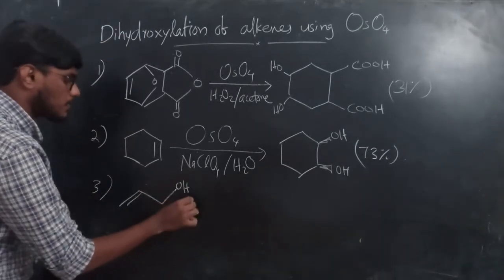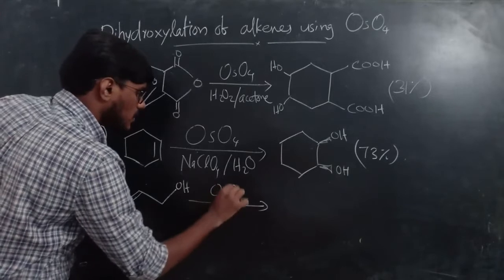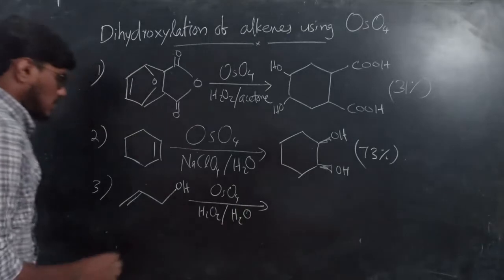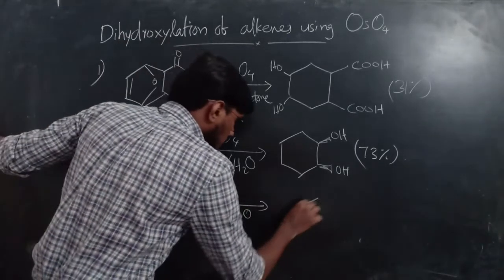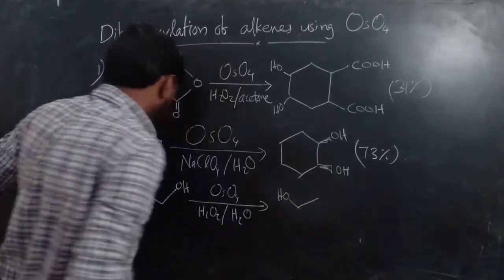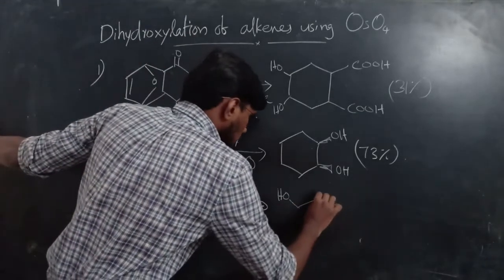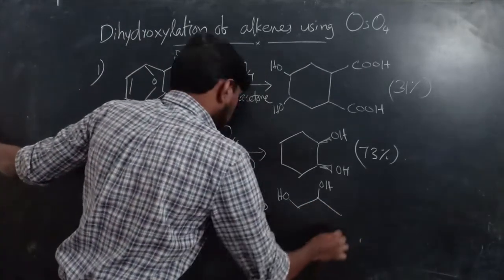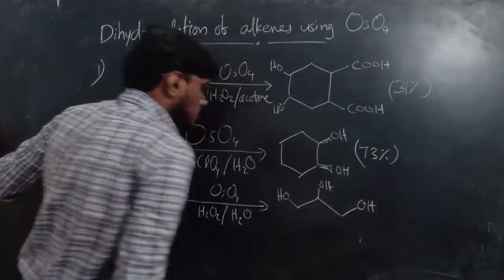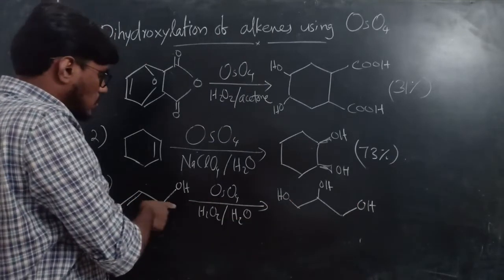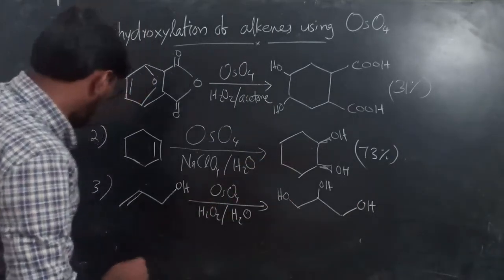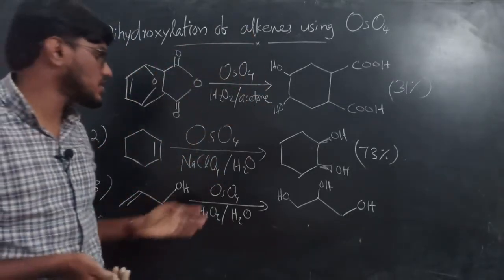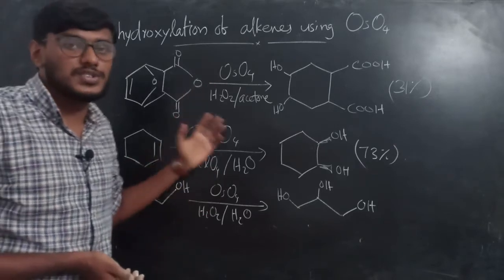This is the compound. This reacts with osmium tetroxide, hydrogen peroxide and H2O. The product formed will be OH, another OH, here dihydroxylation occurs, and here is another OH. Here dihydroxylation occurs and this product will be formed. So these are some examples of osmium tetroxide dihydroxylation reaction using various reagents.